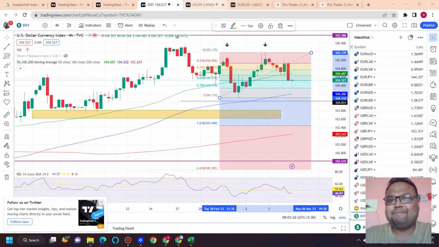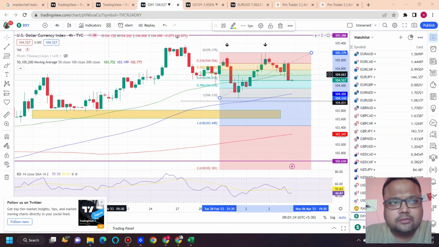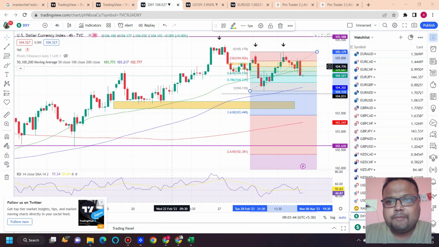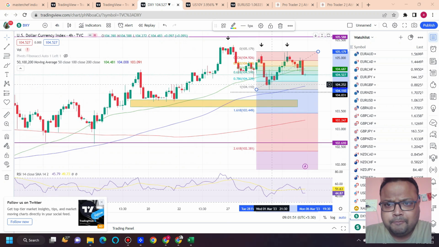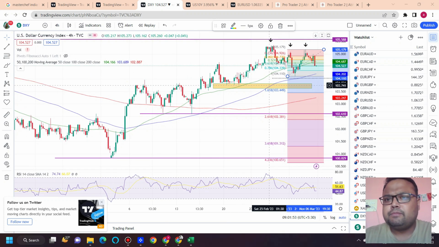So let's get started. This is a 4-hour chart of DXY, the US dollar currency index, and the market opening will be very crucial for all the US dollar pairs, not only Euro USD, GBP USD, Gold USD and others, because DXY closed at the Fibonacci 61.8% retracement level. Overall, the chart of DXY is bullish.